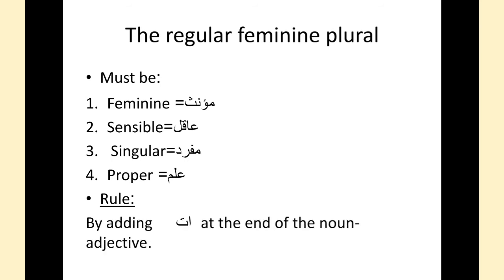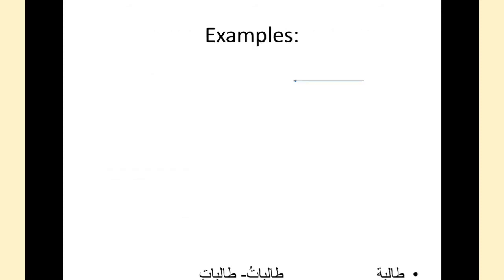The rule is we add alif wa ta at the end of the noun or the adjective only. We don't change the verb in this case. We change the verb to the plural form, but it's in another way. Okay, not in this video. Examples: we have the word طالبة. Okay, it will become طالبات with the short vowel ضمة or طالبات with the short vowel كسرة. The two forms have alif and ta at the end.